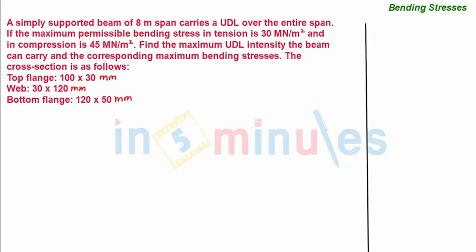We take a problem on bending stresses. Our problem statement is: a simply supported beam of 8 meters span carries a UDL over the entire span. If the maximum permissible bending stress in tension is 30 meganewton per meter square and in compression is 45 meganewton per meter square, find the maximum UDL intensity the beam can carry and the corresponding maximum bending stresses in the beam. The cross section is as follows.